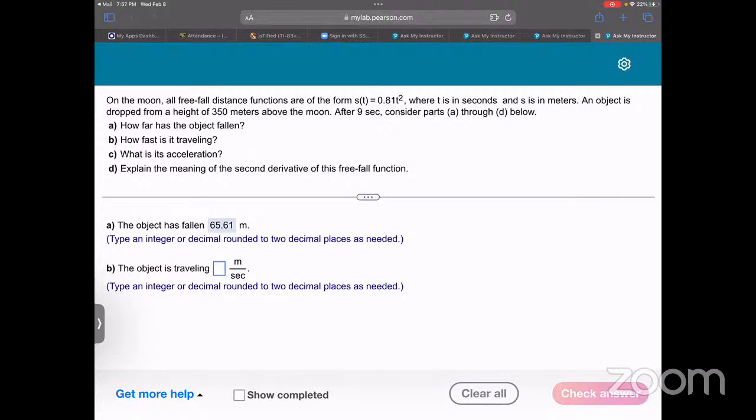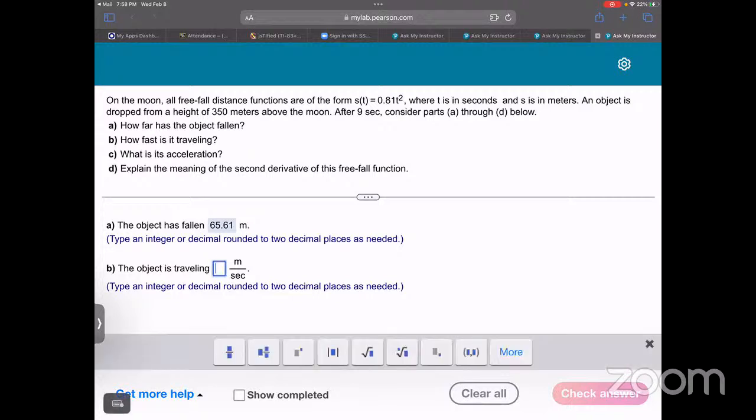So then for part B, if we want the velocity, that's going to be the first derivative of your position function, right? So if we take the derivative, the 2 comes down. It's going to be 2 times 0.81 times t. And again, t in this case is 9 seconds. So, hey Siri, what's 2 times 0.81 times 9? 2 times 0.81 times 9 is 14.58.